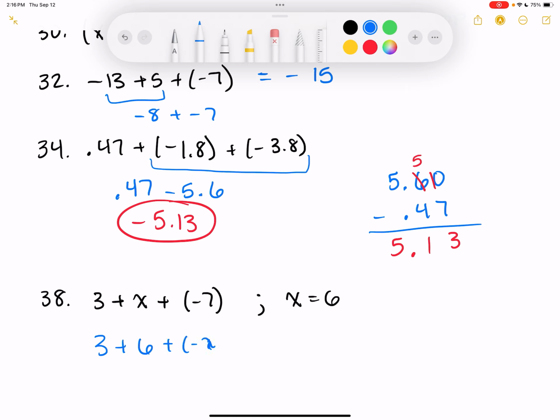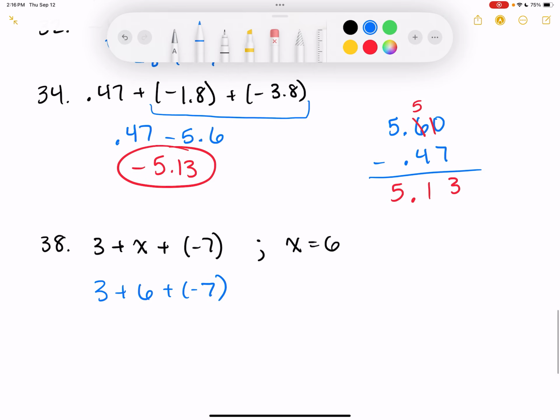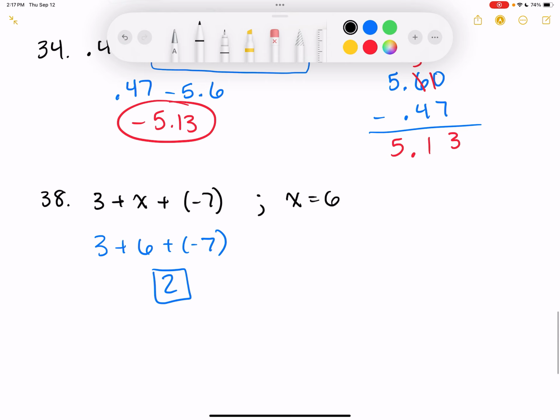So 3 plus 6 is 9. -7 is 2. You're adding with a negative. You gotta pay attention. Plus a negative is the same as minus. I would never actually write it this way if this wasn't how the book was writing it. I would just do 3 plus 6 minus 7. It means the same thing.